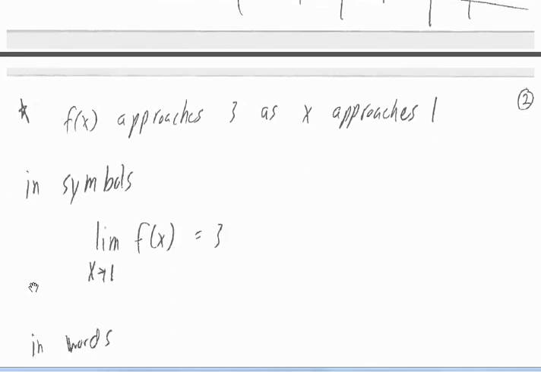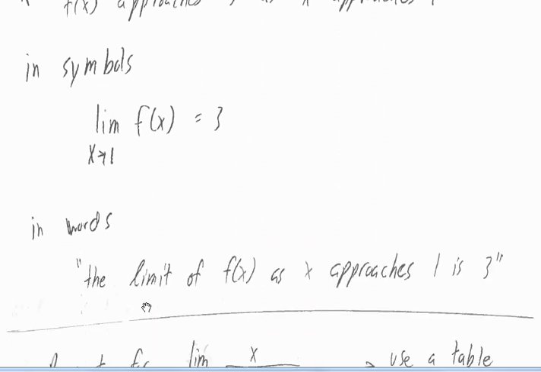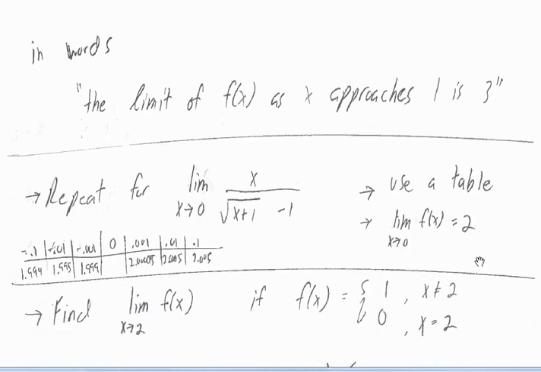If we do that in symbols, we write it like this. The limit of f of x as x approaches 1 is equal to 3. And that's how we could say that in words. The limit of f of x, say this whole top part first, as x approaches 1, so go down here to the next line, equals 3. So in class we will repeat this for another interesting problem.